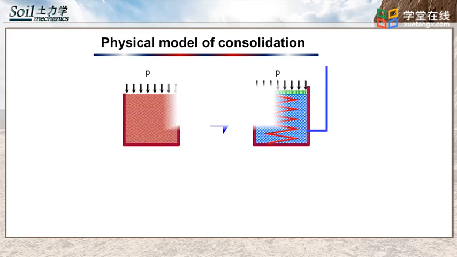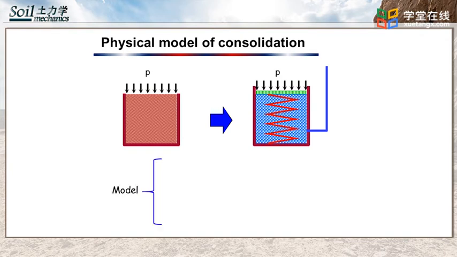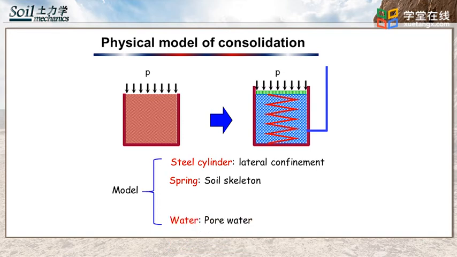The time-dependent deformation of saturated clay soil can best be understood by considering a simple model that consists of a cylinder with a spring at its center. The cylinder is filled with water and has a frictionless piston with a valve. The cylinder itself simulates the conditions of no lateral strain in the soil. The spring represents the compressible soil skeleton, the water in the cylinder represents the pore water, and the piston with valve represents the drainage condition.